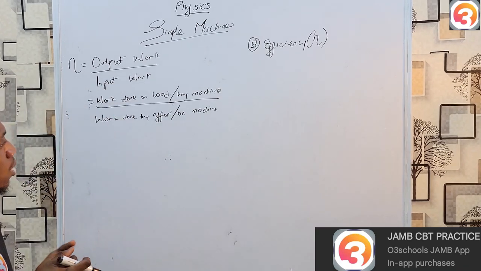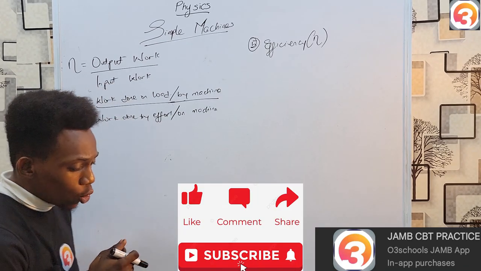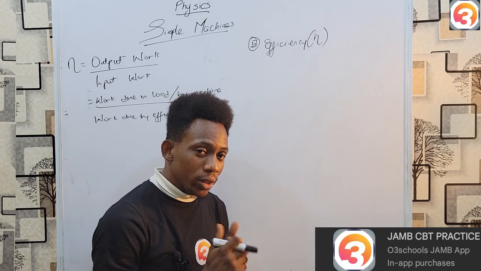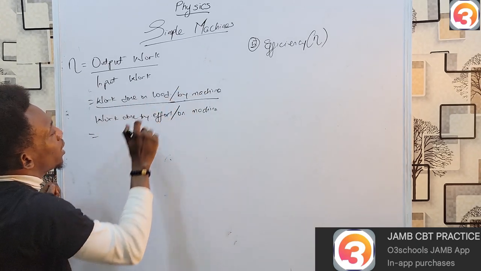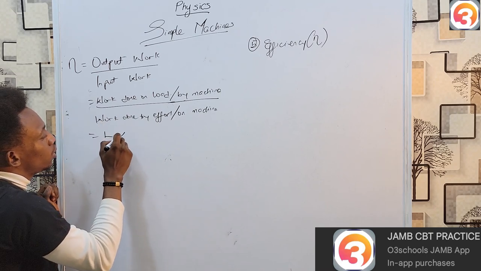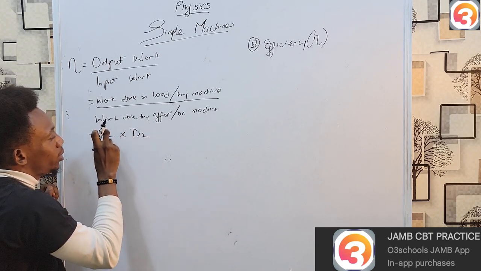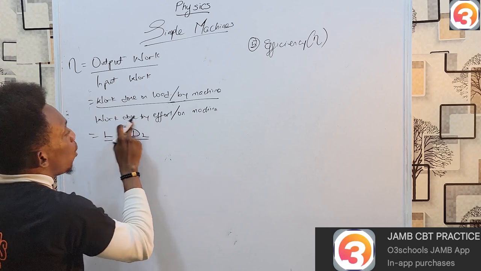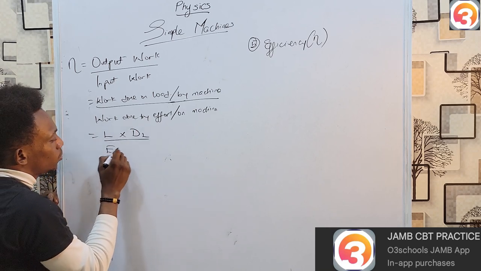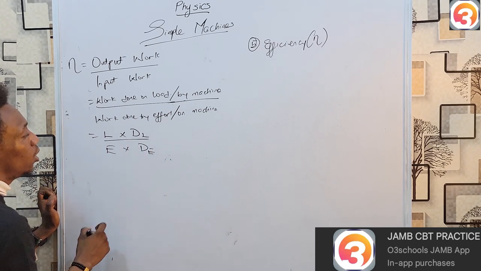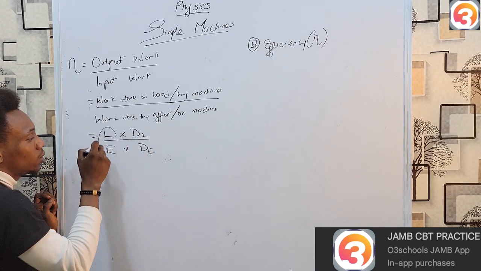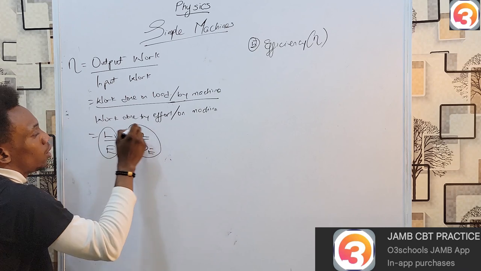Now, as we're aware, what's the formula for work? Work is force times distance. Therefore, for my work done on load, we know this will be the load times the distance moved by load. This is force, this is distance. While work done by effort will be the effort and the distance moved by effort. Again, force, distance.